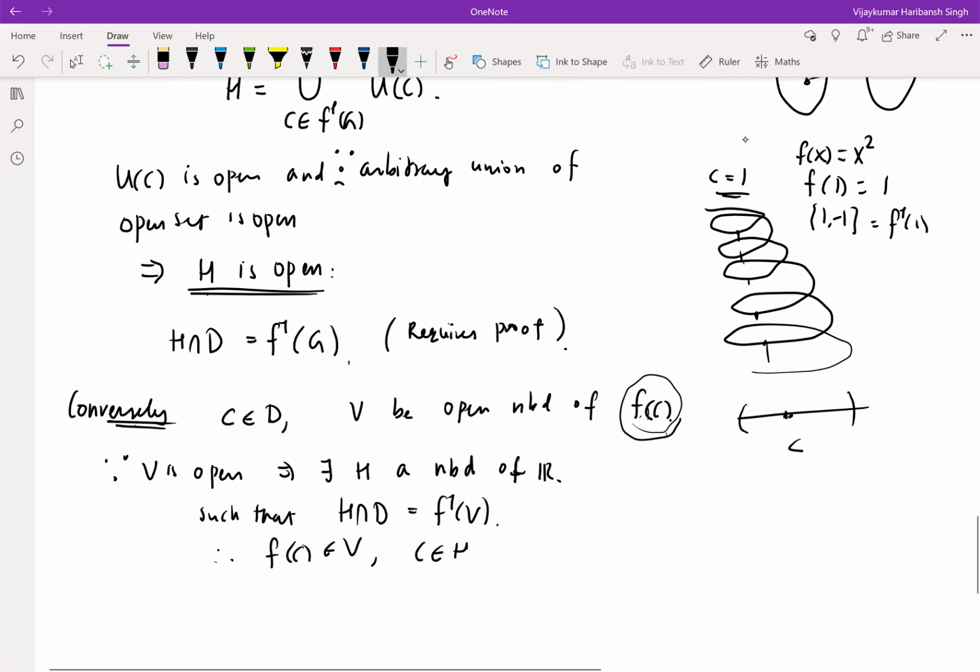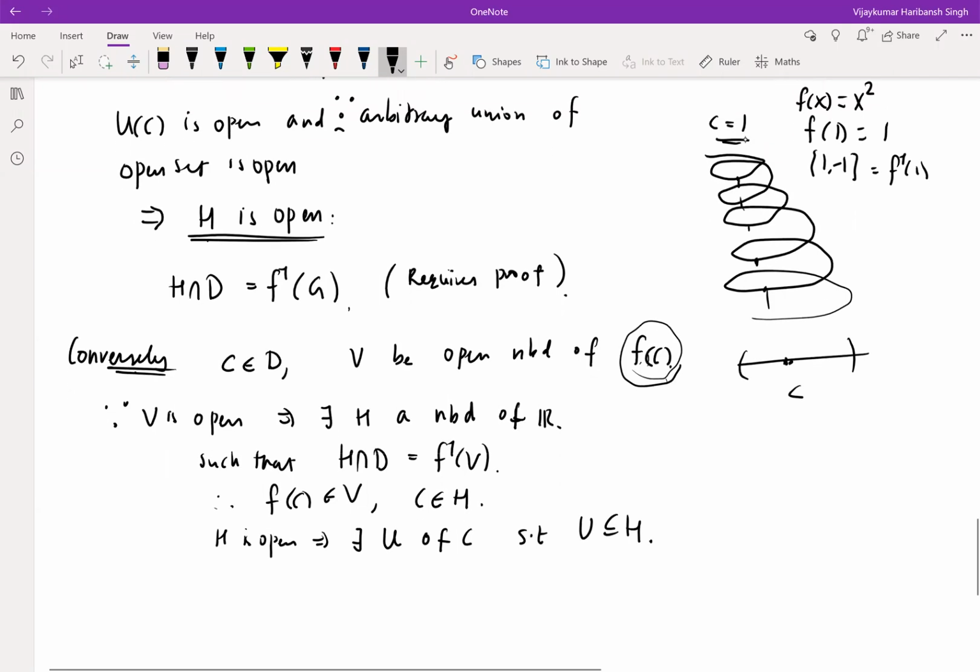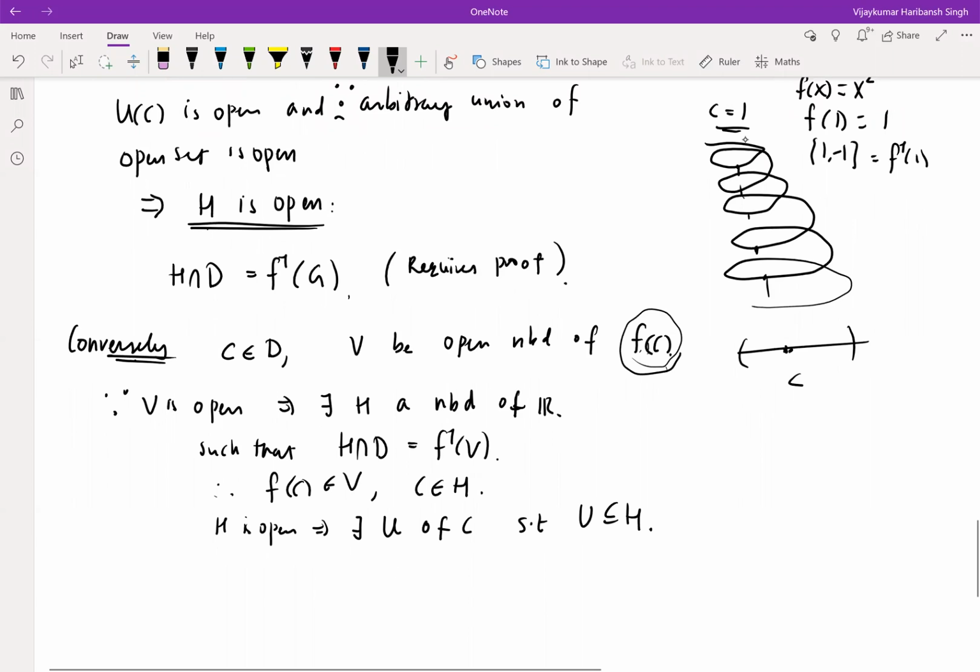So therefore, what do we have? We have C belongs to H, right? But H is open. This would imply that there exists a neighborhood U of C such that U is a subset of H, right? That's a property of an open set, that if you take any point inside, you can get a neighborhood which will also be inside H. So this would mean what? This means f of U intersection D, we want to show that this is a subset of V. This is going to be f of H intersection D because U is a subset of H.